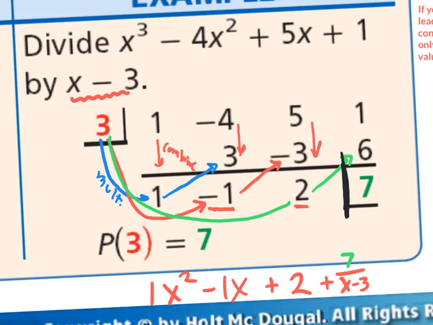Now let me tell you, this is a great, amazing method if the binomial that you're dividing by is simply x minus a number or x plus a number. If you have 2x minus 3, if you have 5x minus 7, if you have any number right here in the front, I would stick with long division. You could apply synthetic, but you'd end up with fractions. So I say this, if you have a number out here in the front, don't use synthetic division, use long division.